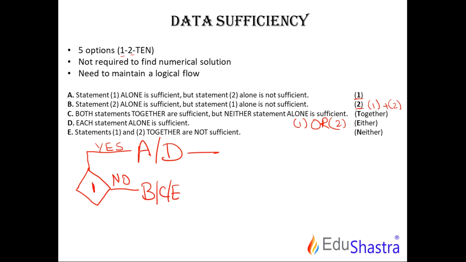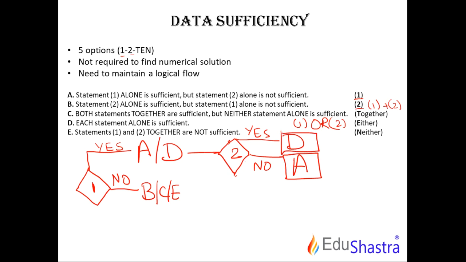If your answer was yes for statement 1, then you will decide individually for statement 2. If you have a yes, then your final answer will be D, because both individually are sufficient. If you have a no from here, then your final answer is A. So these are your final answers. So that completes this logical flow. However, if you had a no from option 1, then you can have either B or C or E. So let's see how that will further be broken down.